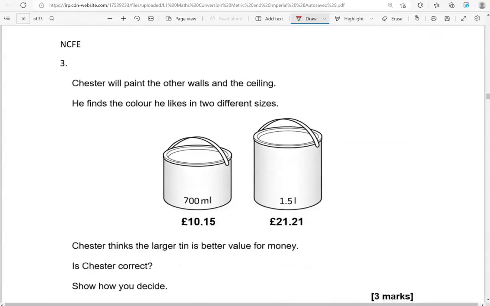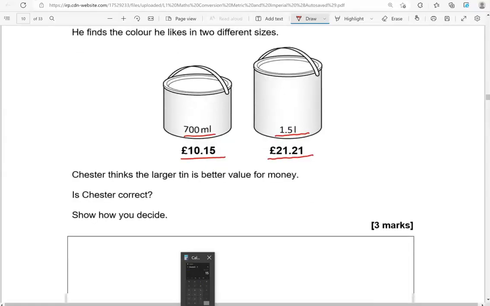Chester will paint the other walls and the ceiling. He finds the colour he likes in 2 different sizes. Chester thinks the larger tin is better value for money. Is Chester correct? Shall you decide? The smaller tin costs £10.15 and holds 700 millilitres. The larger one holds 1.5 litres and costs £21.21.